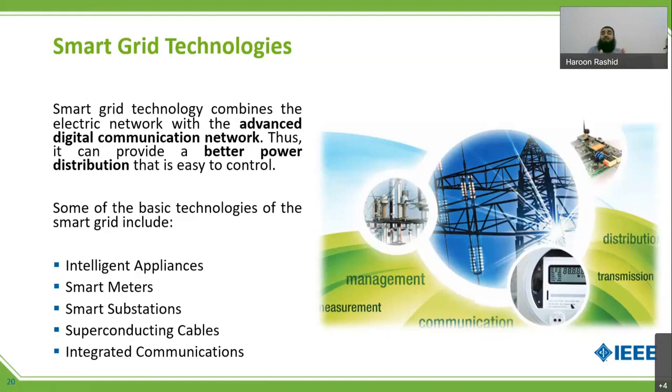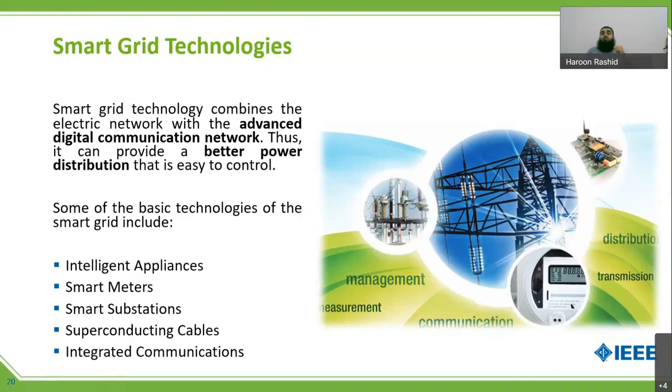And then last but not least, integrated communication. This is the thing we are talking about for all these appliances, meters, and substations. They all need to be integrated in an array. So that is all about smart grid technology. Many things can be added to this, but these are the main things which are practically happening right now, and further development is going on among them.